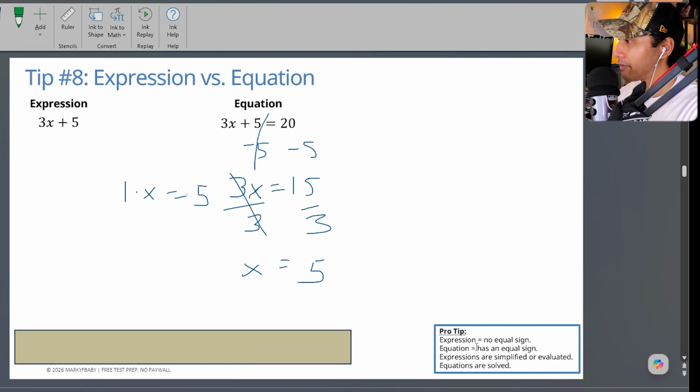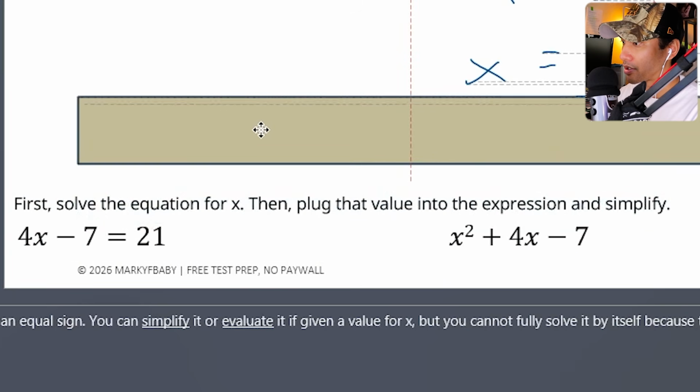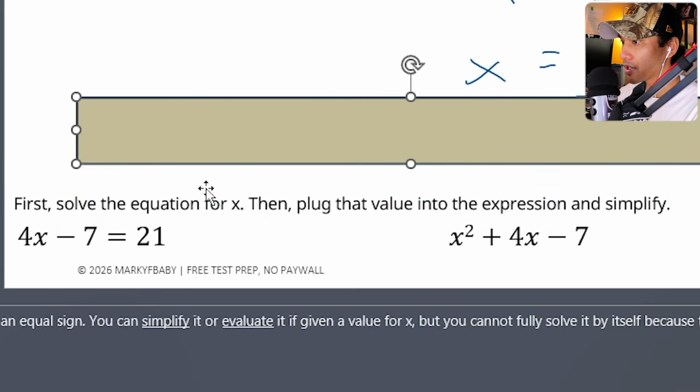Pro tip, expression equals no equal sign. Equation equals has an equal sign. Expressions are simplified or evaluated, and equations are solved. And here is your challenge problem. First, solve the equation for x. Okay, solve the equation. What is the equation? Then plug that value into the expression and simplify. I'll let you determine what is the equation and what is the expression. Let me know in the comments below.